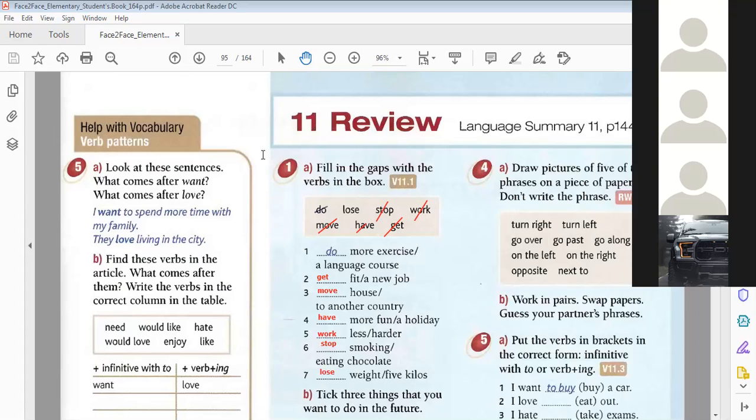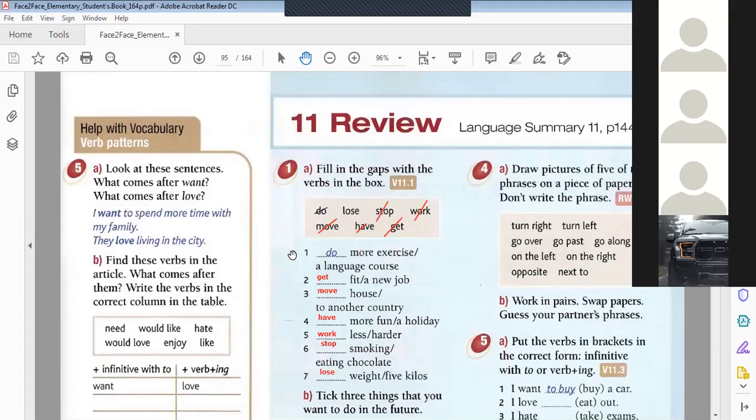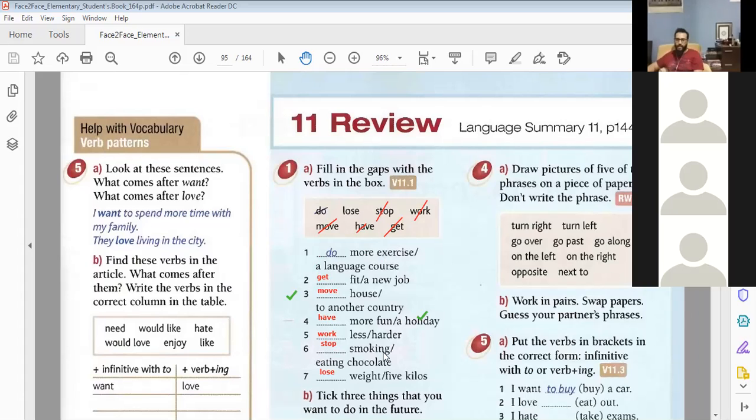Okay, so it says here, tick 3 things that you want to do in the future. Which ones would you like to do in the future? Number 3, move house. Okay, you'd like to move house. Number 4, you'd like to have a holiday. Okay. What about you, Rashid? What would you like? Yes, go on, Hana, yes.